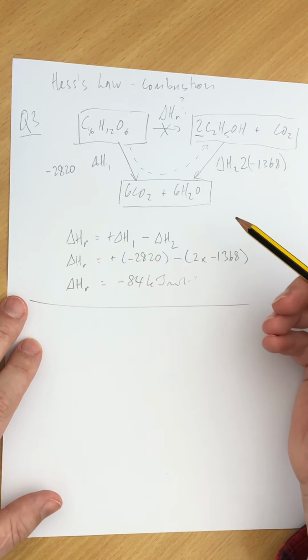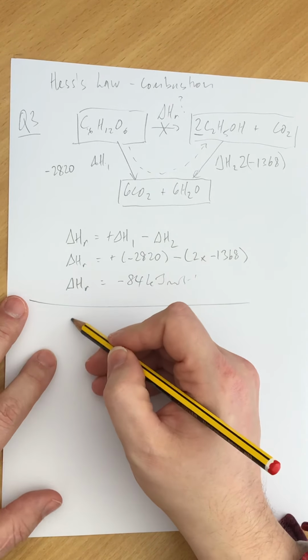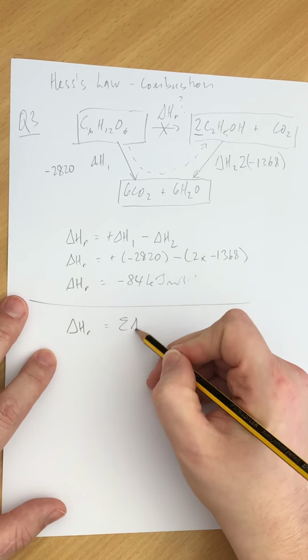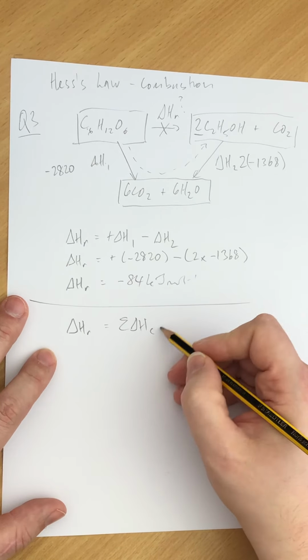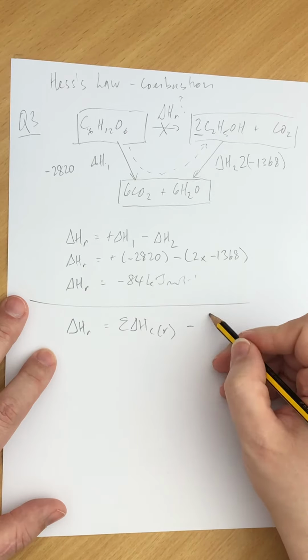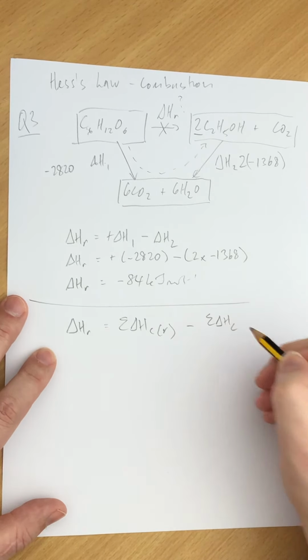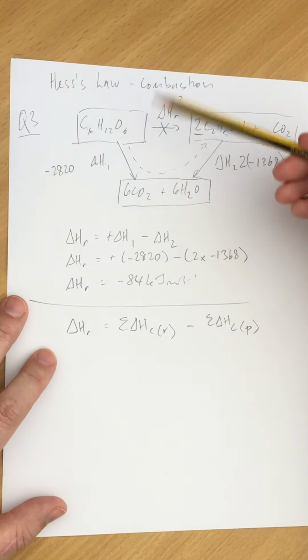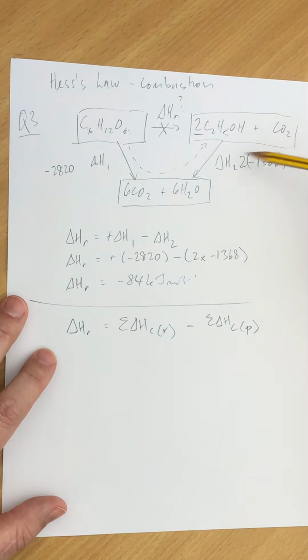Most people don't tend to use this one. They tend to use this one, which is that the enthalpy change for any chemical reaction is equal to the sum of the enthalpies of combustion for the reactants minus the sum of all of the enthalpies of combustion for the products. Now, we'll go back to this. We know these are the reactants and these are the products.